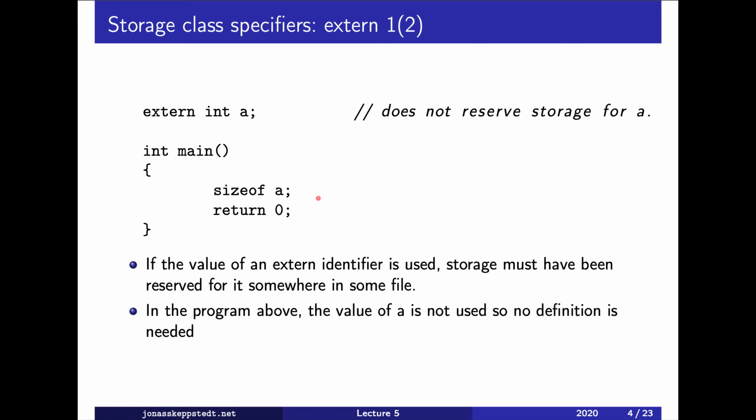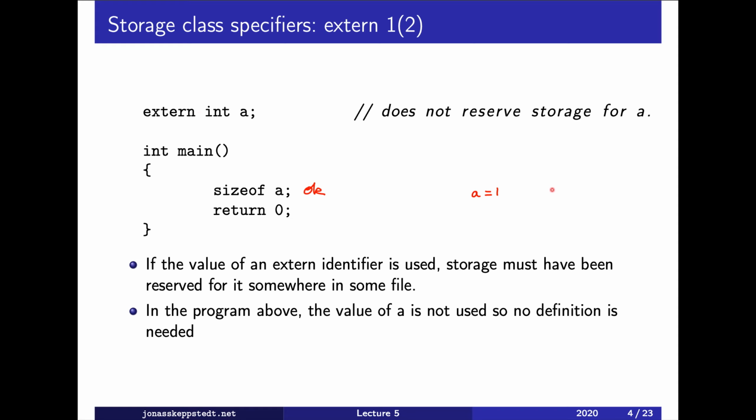Okay, this is a special case that is not very relevant, but we can use sizeof with a variable that has no memory allocated to it. So this is fine. That's okay, since we only ask the size of this variable and we don't read the value of it. But if we would use an assignment to A, then somebody else must have reserved memory for A. We don't do it when we use extern.